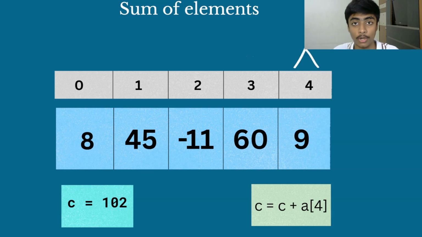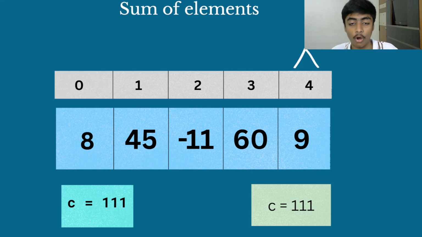Next, our I is going to increment to 4. C is equal to C plus A of 4. A of 4 is 9. So C is equal to 102 plus 9. Basically, C is equal to 111. And this is the final sum of all my elements in my array. And if you add all your elements, you will see that this is indeed the sum that we get.